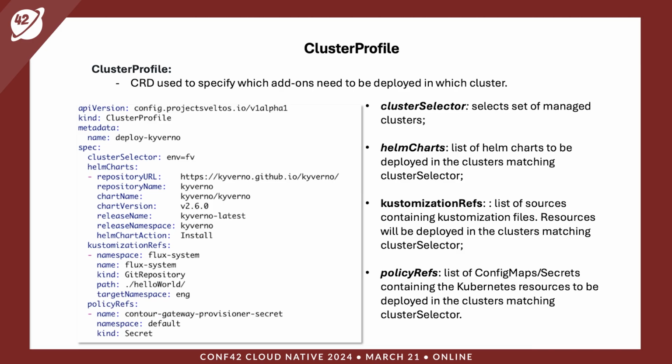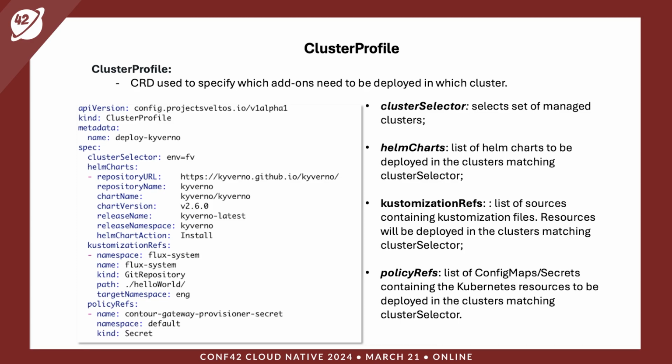In these Helm charts, you can put one or more Helm charts. And what Sveltos will do, it will take each one of those and will deploy those in every cluster matching the cluster selector. In this case, we only have Kyverno, so Sveltos will deploy Kyverno version 2.6.0 in every cluster matching the cluster selector environment functional verification.